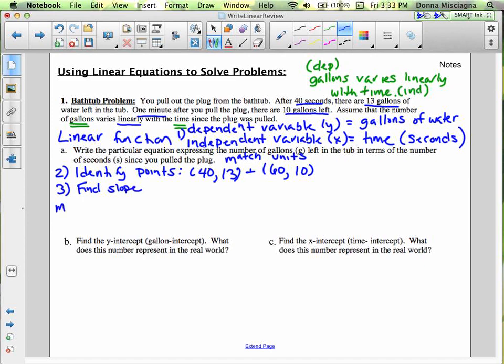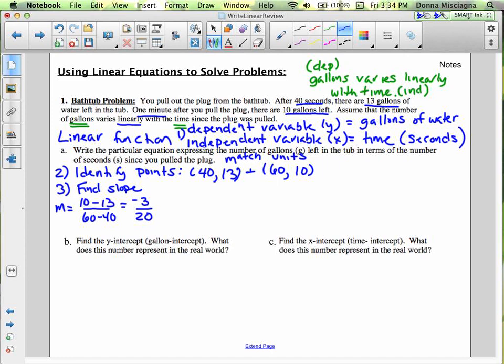So our slope is going to be 10 minus 13, change in y over change in x, 60 minus 40. And that's going to give us negative 3/20. And that is not going to reduce. That's our slope.